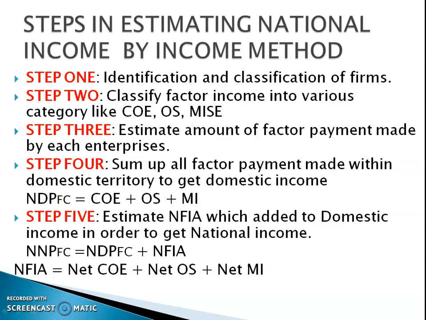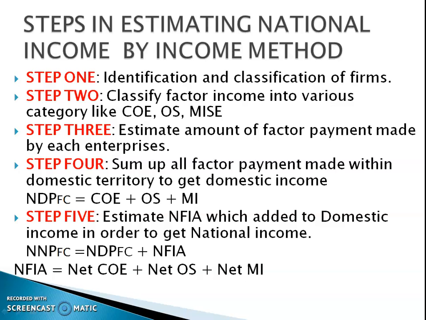Then the fourth step is to sum up all factor payments made within the domestic territory to get domestic income, or NDPFC. So, adding up all these factor incomes is the fourth step. Then the fifth step is to estimate net factor income from abroad, which is added to domestic income in order to get national income. That is, NNPFC is equal to NDPFC plus NFIA.